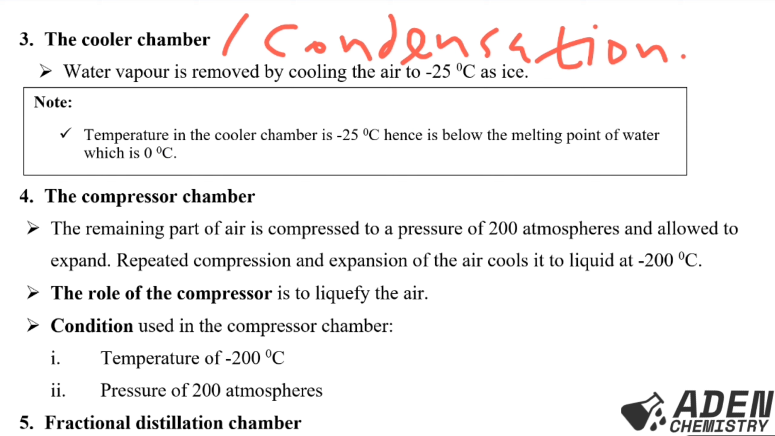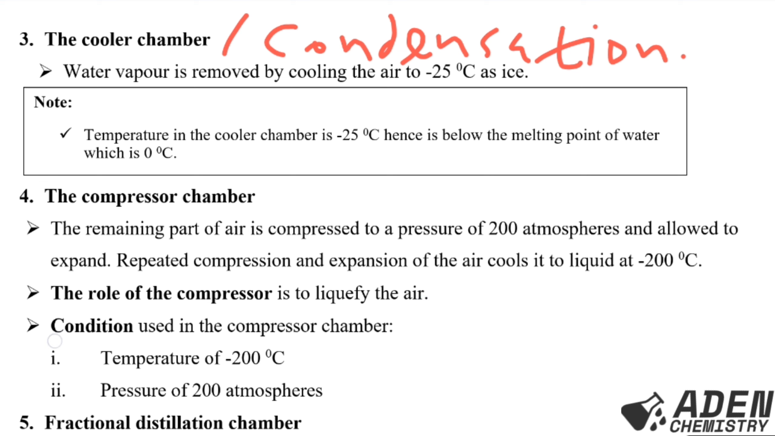So we are going to proceed next to the fourth chamber, that's called the compressor chamber. We are told the remaining part of air is compressed to a pressure of 200 atmospheres and allowed to expand. Repeated compression and expansion of the gas cools it to liquid at negative 200 degrees Celsius. So let's now see the role of the compressor. We are told it's used to liquefy the air.